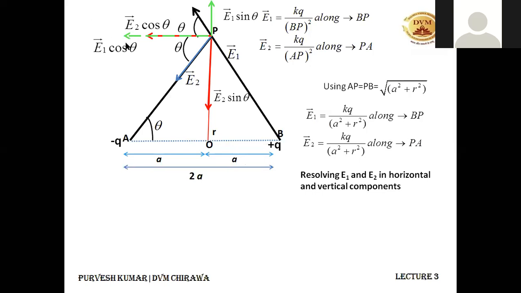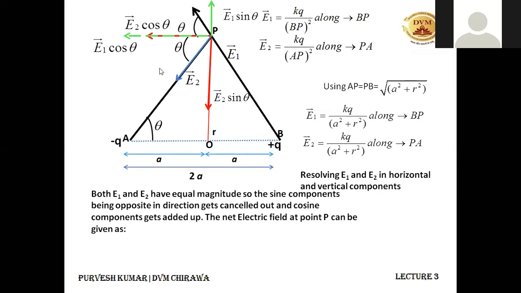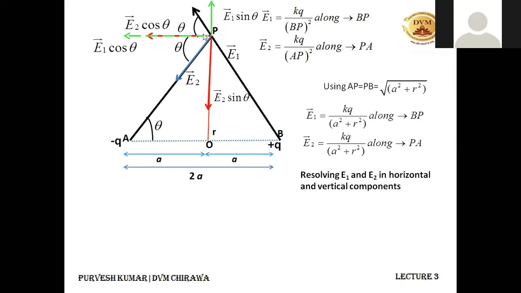So you can see that these two vectors are being resolved into horizontal and vertical components. Along the angle, the component is the cos component, and opposite to the angle it is the sine component. Again, this E2 is resolved into E2 cos theta along the theta angle, and opposite to theta it is E2 sine theta. Similarly, this E1, the electric field due to the charge present at B, is resolved into two parts: one is E1 sine theta, and the other one is E1 cos theta. So you can see that we have done the resolution of the vectors over here.